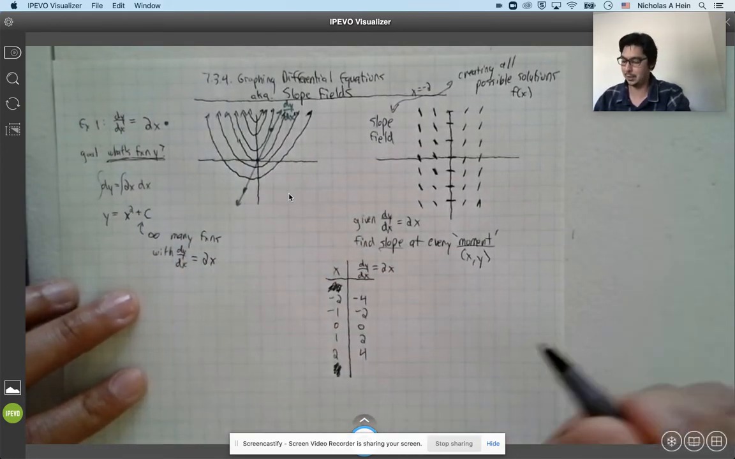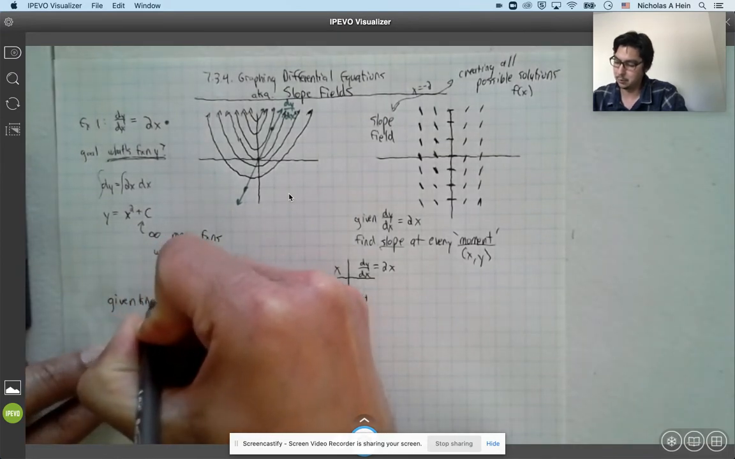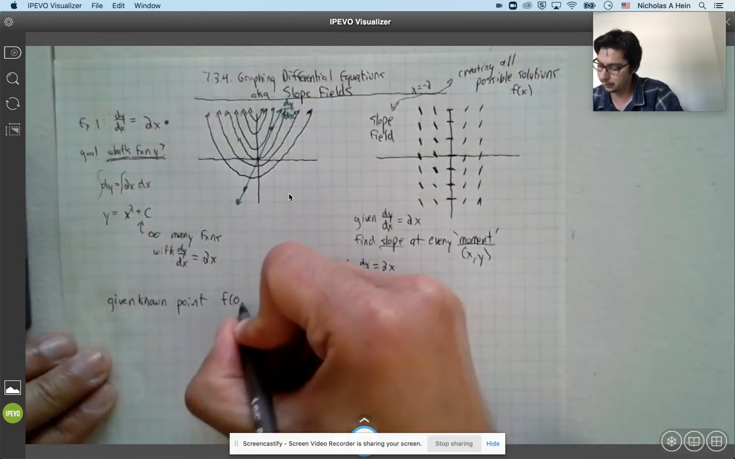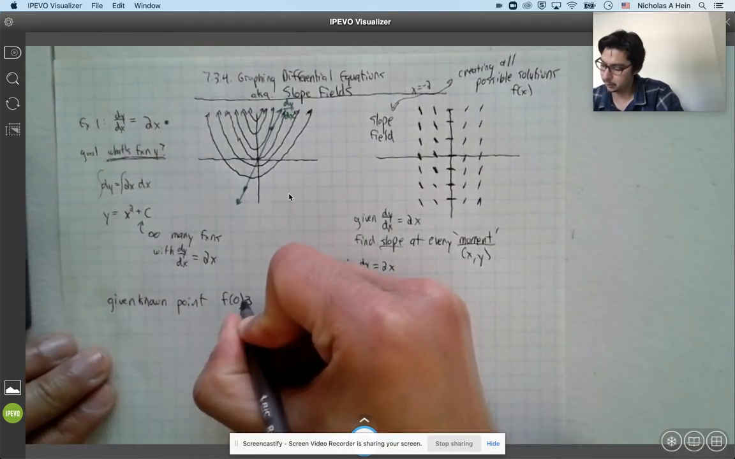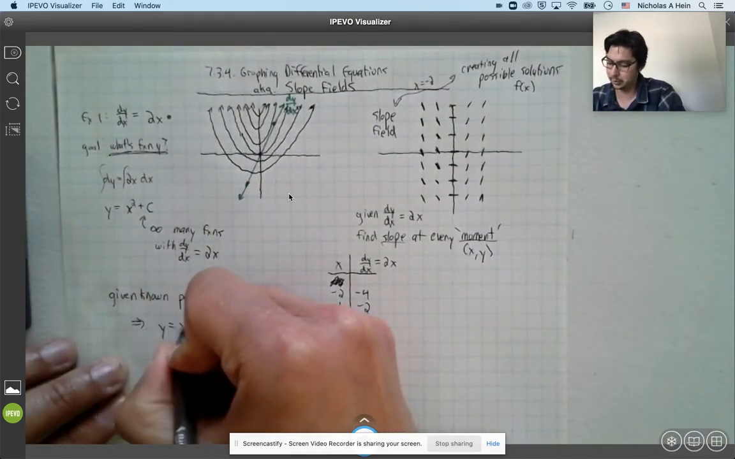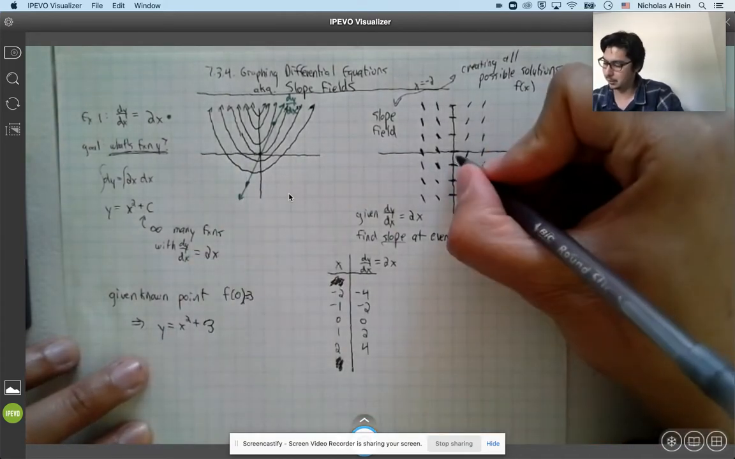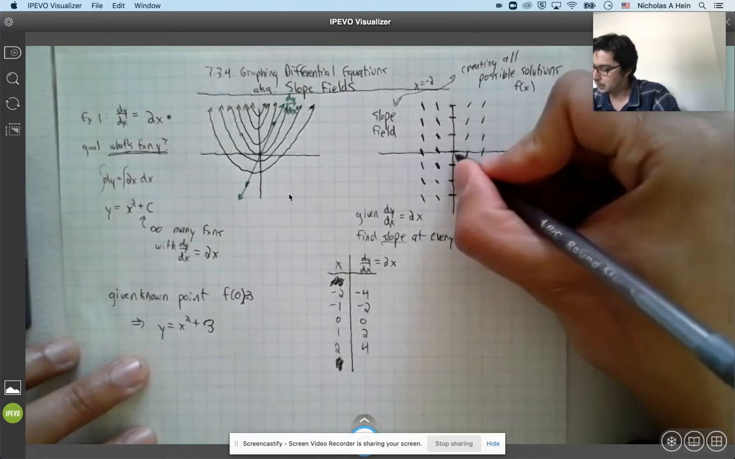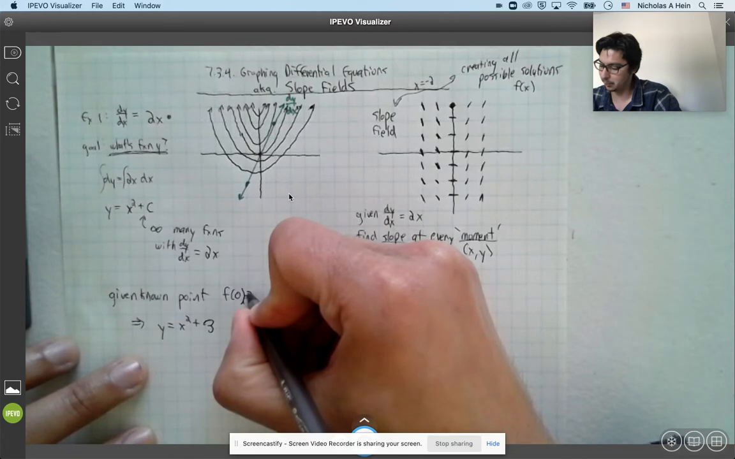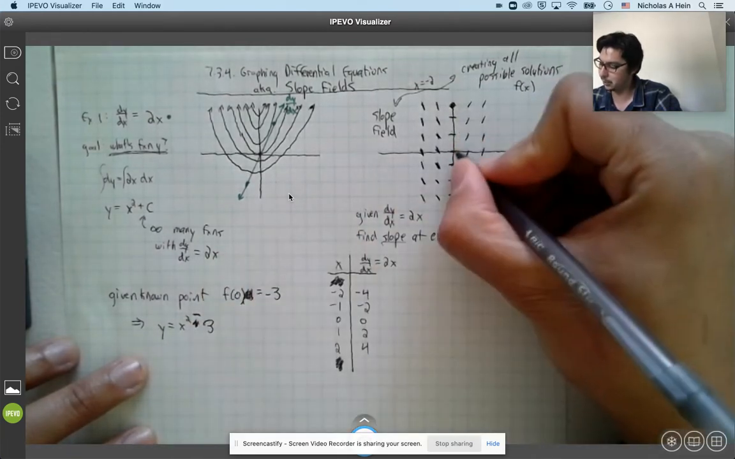So then if we were given a known point, which I think in the last video was f of 0 equals 3, well, what we found out then was that implied that y was equal to x squared plus 3. So we know what that graph looks like. I'm going to change this up really quick, just so my graph looks better. Let's do negative 3. So then it'd be x squared minus 3.